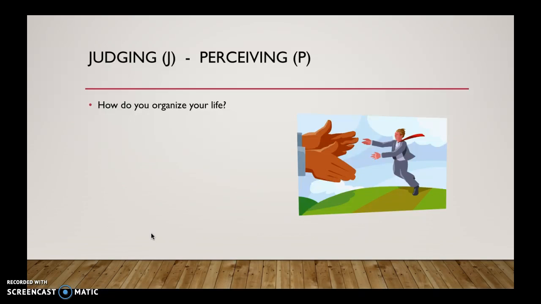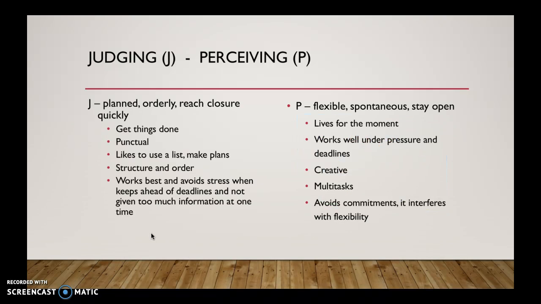Your judging and perceiving is how you organize your life. So the judging is going to be planned, orderly. They reach closure quickly. They get things done. They're punctual. They like to use a list, and they like to make plans. There's a lot of structure and order within their preference, and they work best and avoid stress when keeping ahead of deadlines, and not too much information is given at one time.